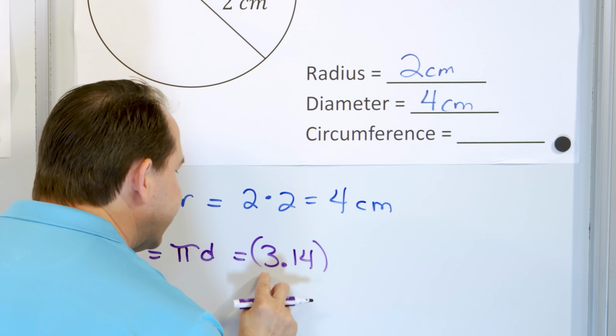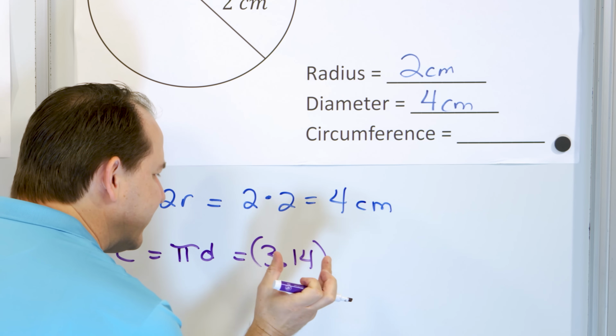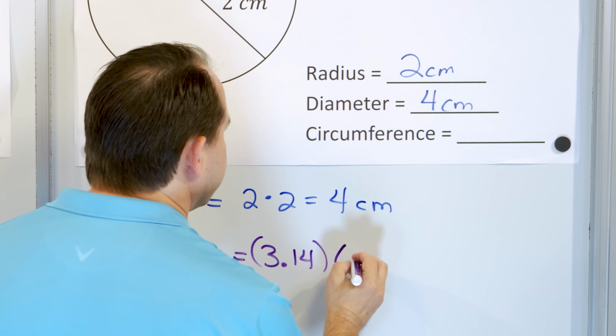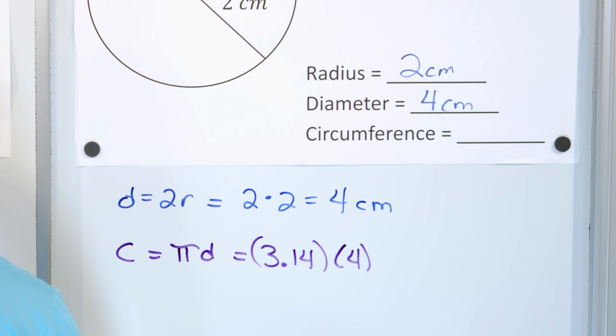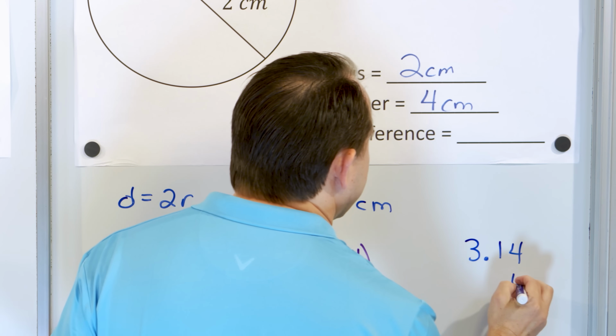And I know that it's not really 3.14. The decimals go on forever, but I'm basically truncating it here, and I'm using an approximation. And the diameter is 4. Now, we're not going to do this for every single problem, but here for the first one, let's go ahead and multiply it out. 3.14 times 4.